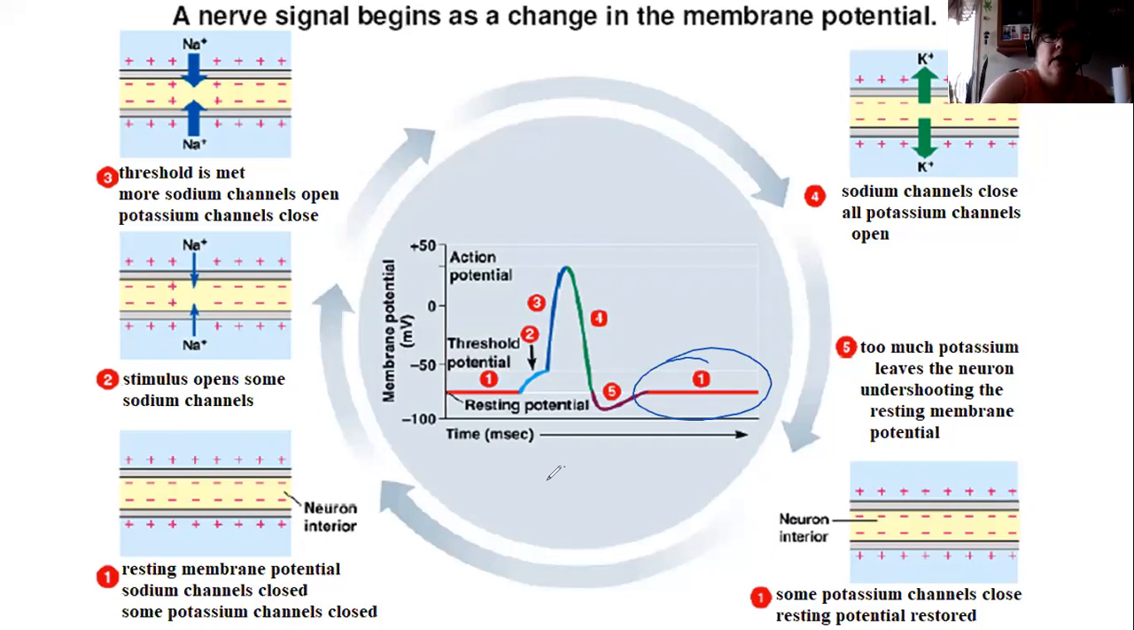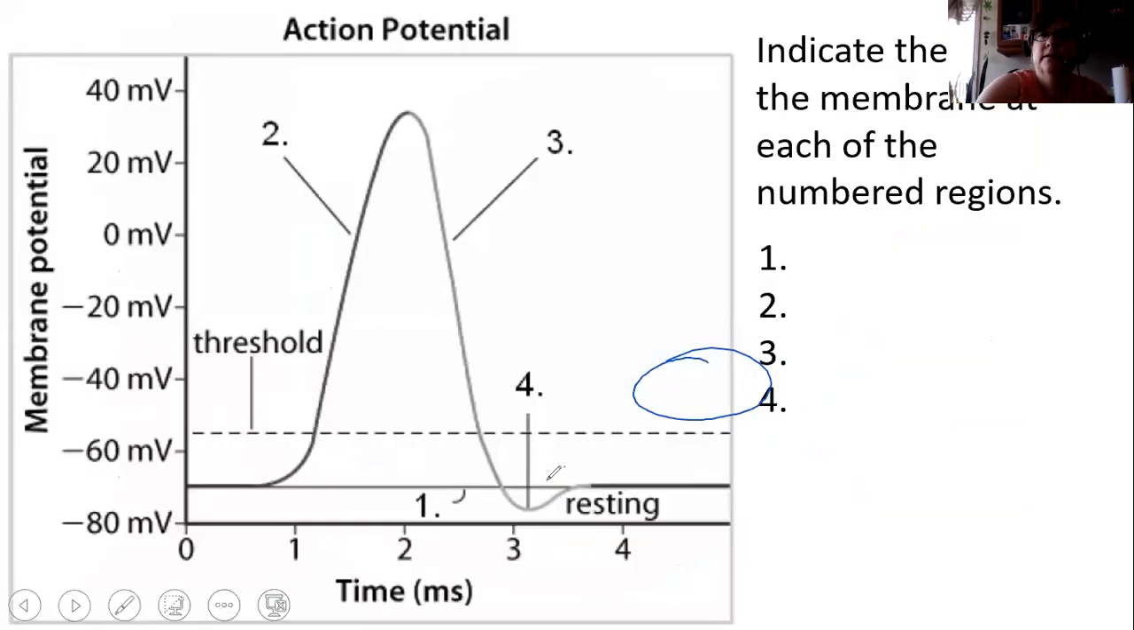All right, so I'll open that up so I can see what you guys are saying here. What I want you to do here is indicate the state of the membrane at each of the numbered regions. When I say state, I'm talking about the ized words. Our first one here is number 1, so that's this line right here. What ized word would I use for number 1?